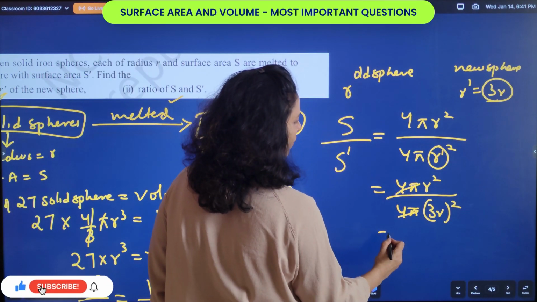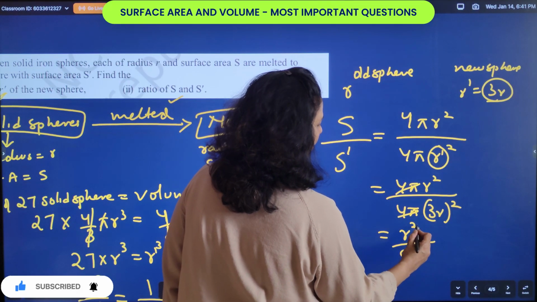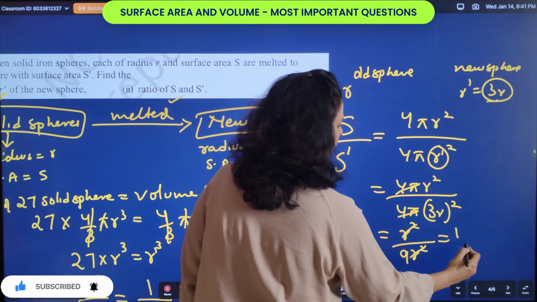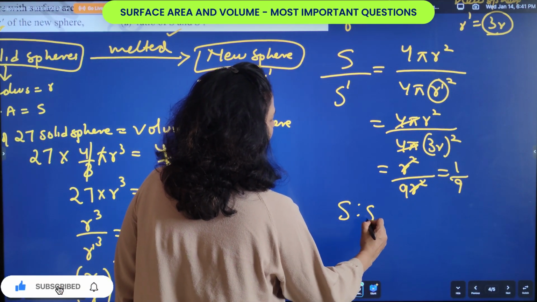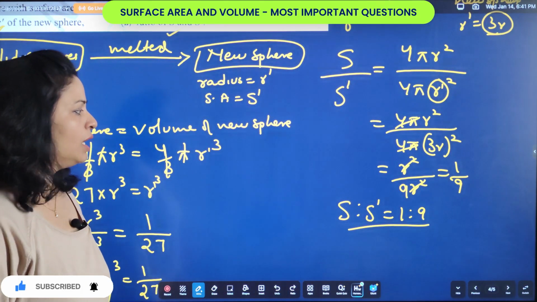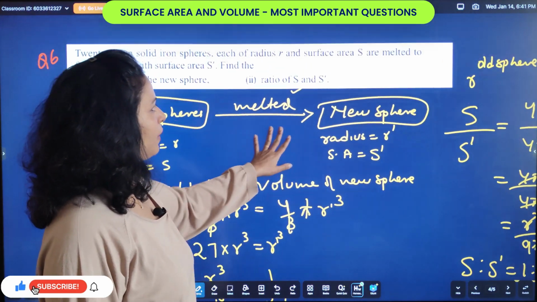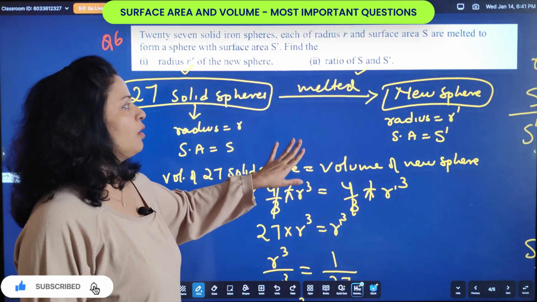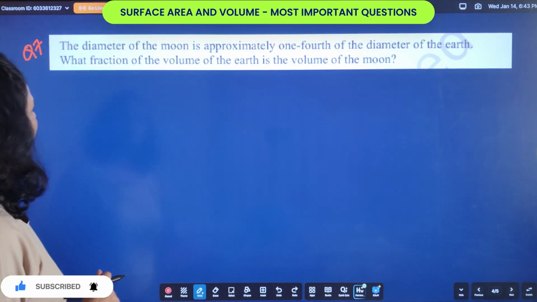4 pi we can cancel. So it will be r square by 9r square. We can cancel r square also. We get 1 by 9. Right? So s is to s dash value will be 1:9. Okay. So this is also a ratio question. Good question to solve. Can be asked for 4 marks or 5 marks. Okay, so let's see the question number 7.